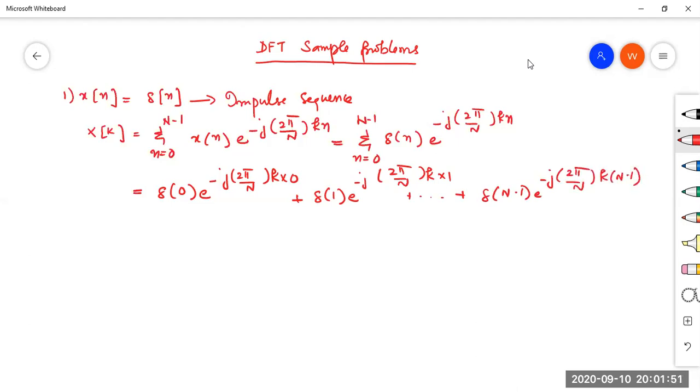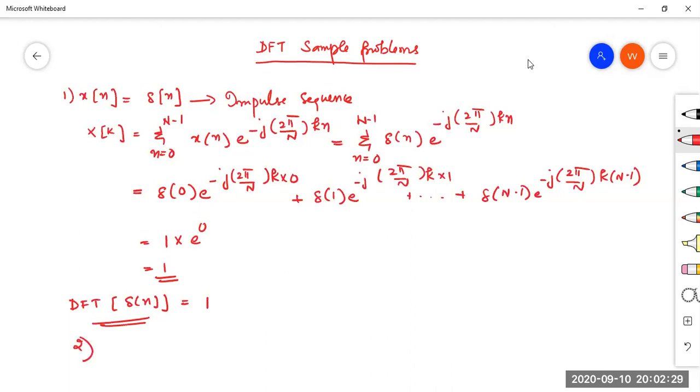Okay. Now we know for the impulse sequence, it is equal to 1 only at the 0th instant. For other than 0, at all instants the value is equal to 0. So only del of 0 is equal to 1; del of 1, del of 2, etc. up to del of N minus 1, the value is equal to 0. So what will happen? The equation becomes 1 into e raised to 0. So your answer is 1. So the discrete Fourier transform of del of n is equal to 1.